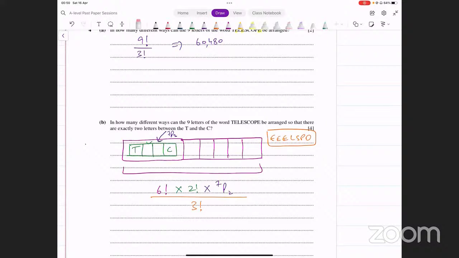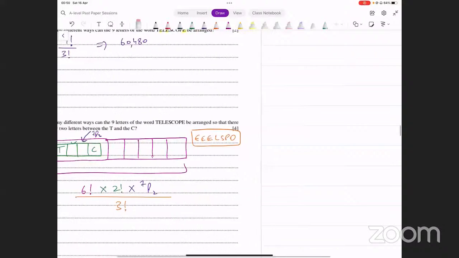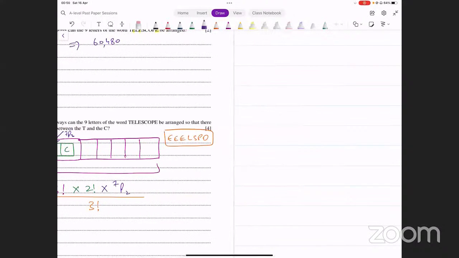Okay, this is one way to do it. There's another way to do this as well. You could also think of this another way, and that will be like this. Maybe you'll find that easier.